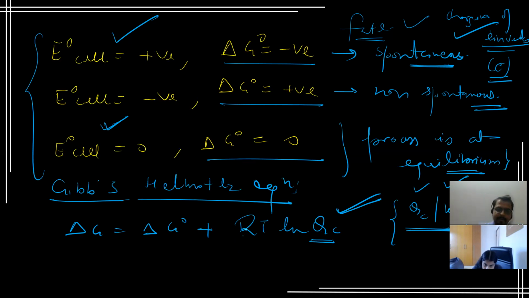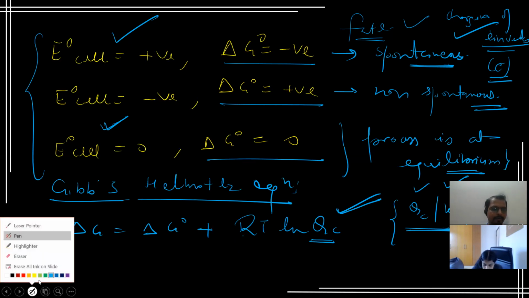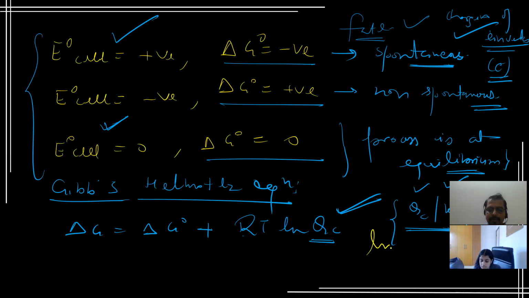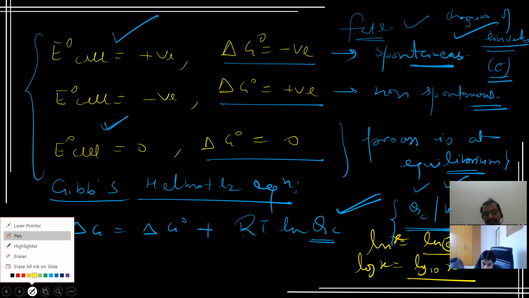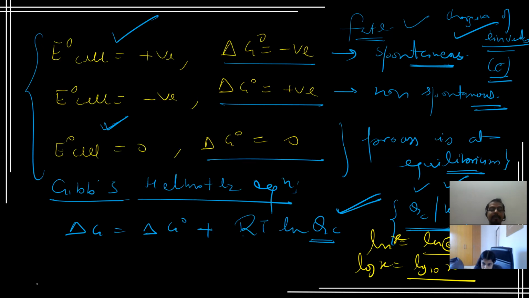Okay. What is the difference between ln and log? ln x means natural base x, it's a natural log, and log x means the base will be 10. Okay, cool. So you should also have a great command in the mathematics part.